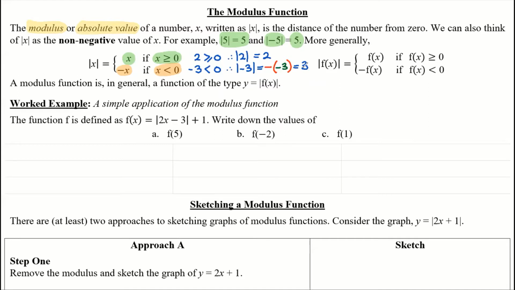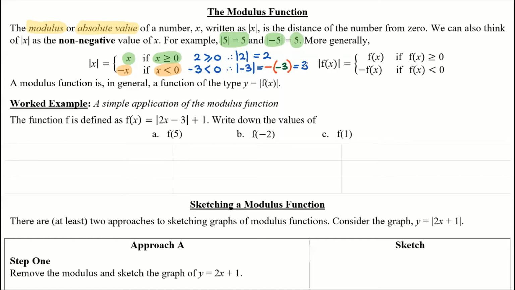You simply replace the x from the modulus of x with f of x. Okay, and it behaves in the same way. Now, we're going to have a look at some worked examples, 3 very quick ones, just to get you used to the idea of the modulus and how it fits in with the work you've already done on functions.